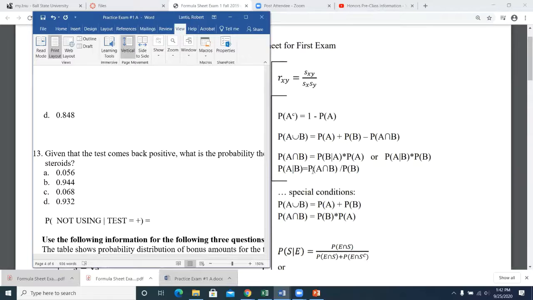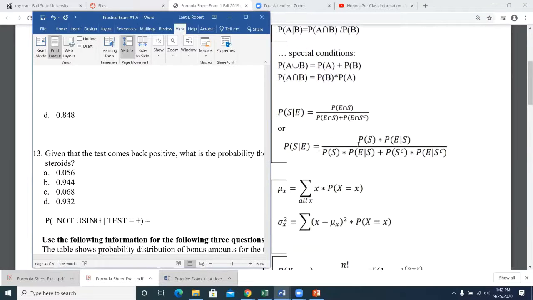But we know that we can break this equation down into Bayes' theorem, right? So if I look at Bayes' theorem, I'm trying to find this conditional probability. Here's my S, and here's my E. Here's my state of nature, here's my outcome for the test. I think the easiest way to do this is to write this formula out in the context of your example.